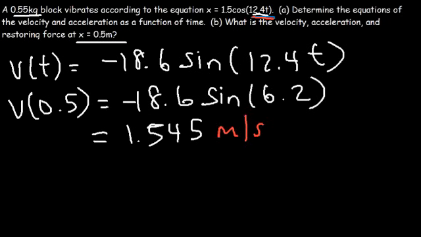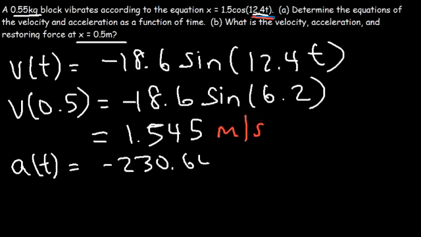So now let's find the acceleration. So let's write the function first. It's negative 230.64 cosine 12.4t.